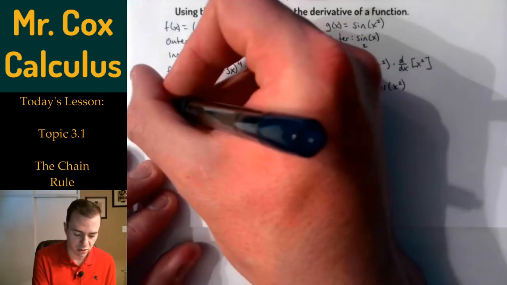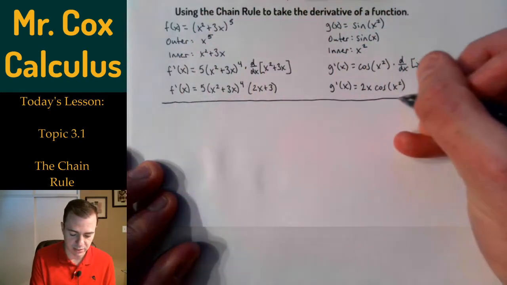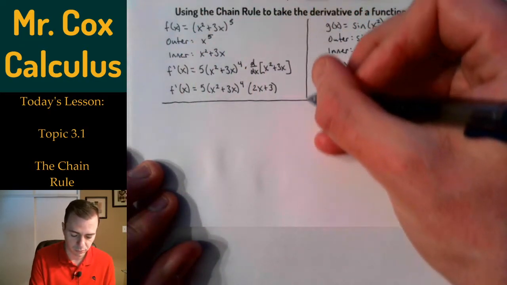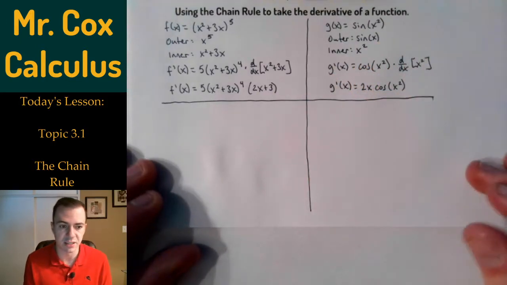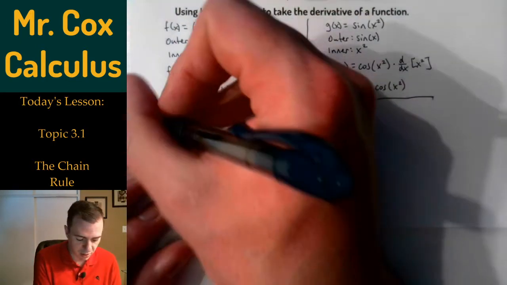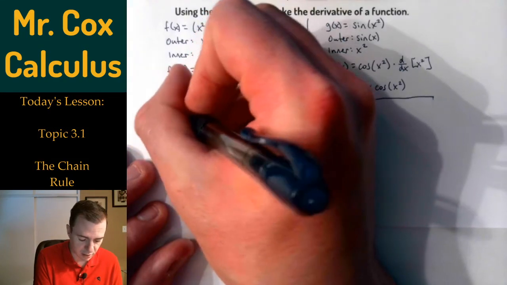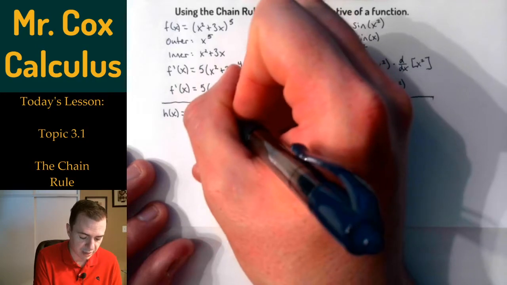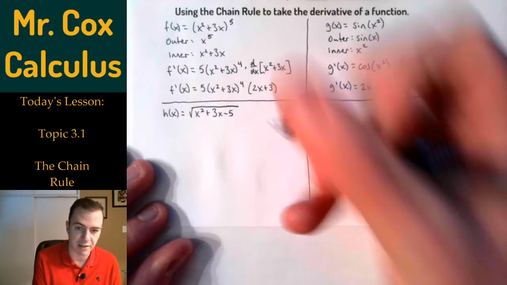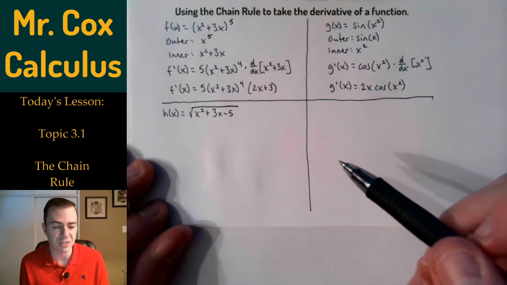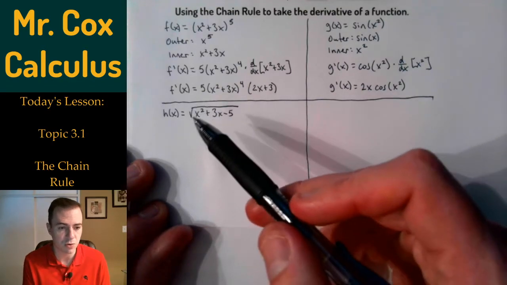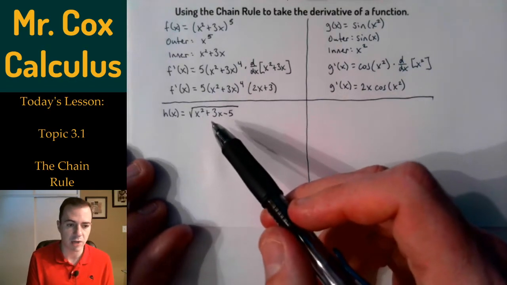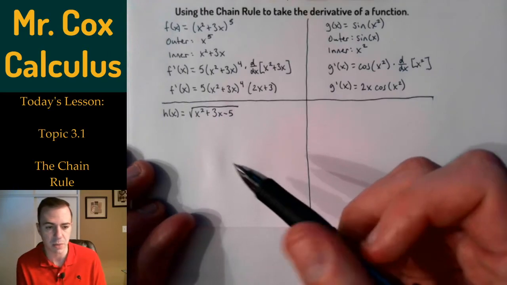All right, let's take a look at two more examples here. We'll block off our area just to separate our work. Let's take a look at h of x equal to the square root of x squared plus 3x minus 5. Again, I have a composition of functions. I have a square root function, and then I have this quadratic function, x squared plus 3x minus 5.